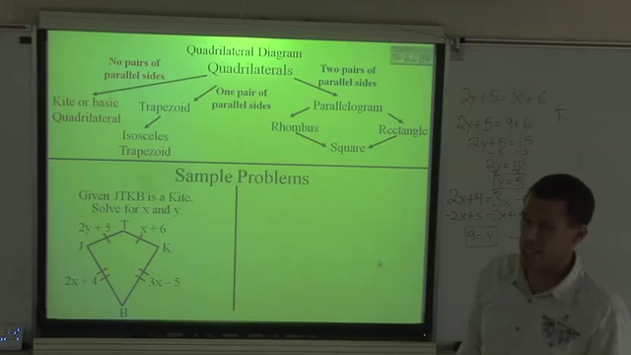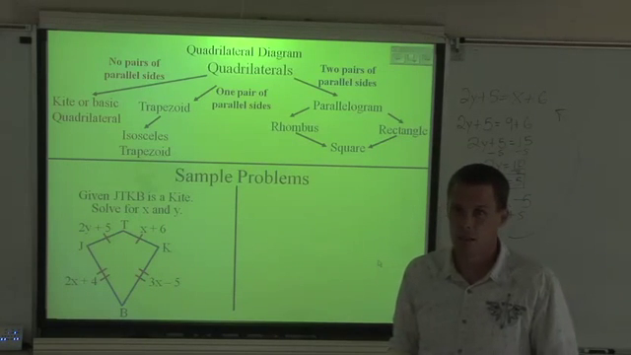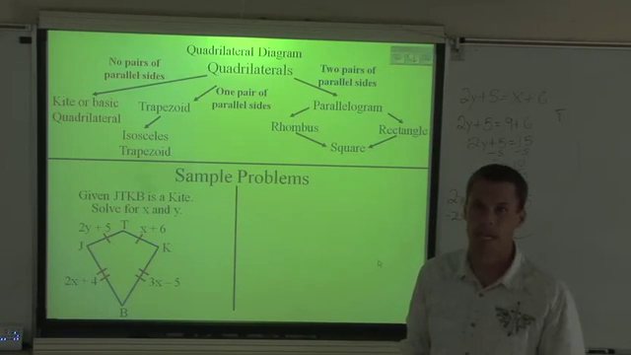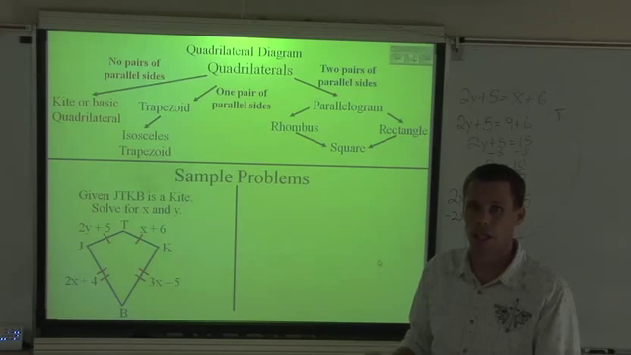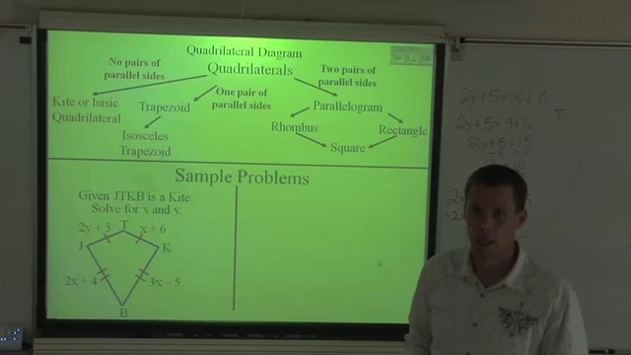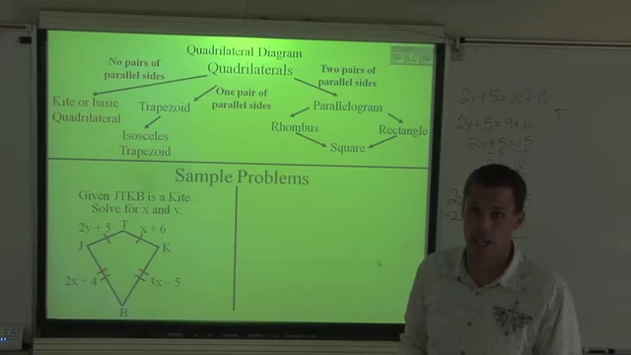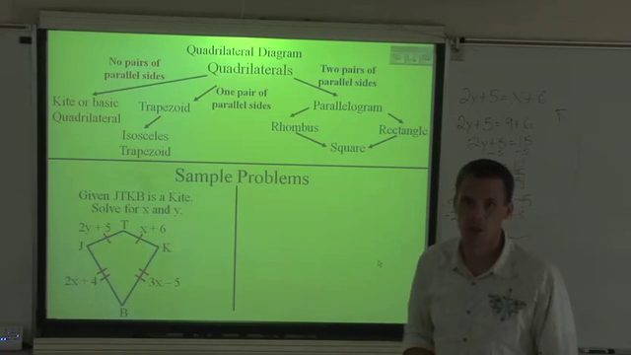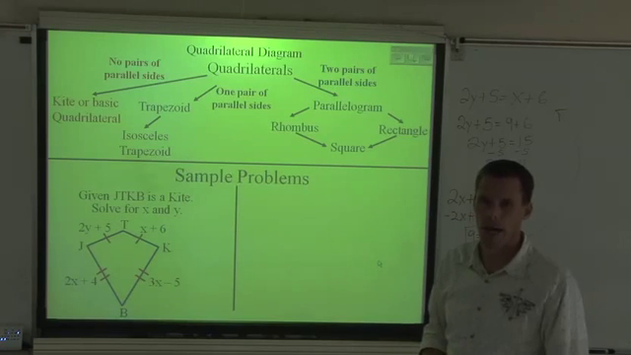In this case, the sides were marked for us because they have to be. In order to be a kite, we have to have two pairs of adjacent sides congruent. We have to be told which two pairs they are. Simple definition combined with solving.